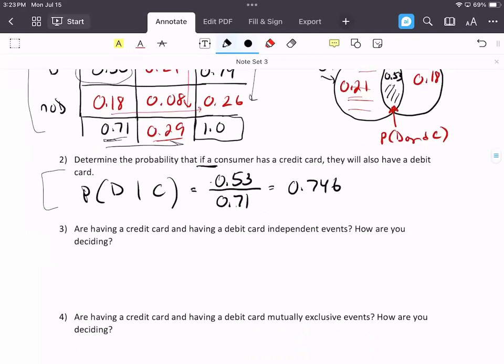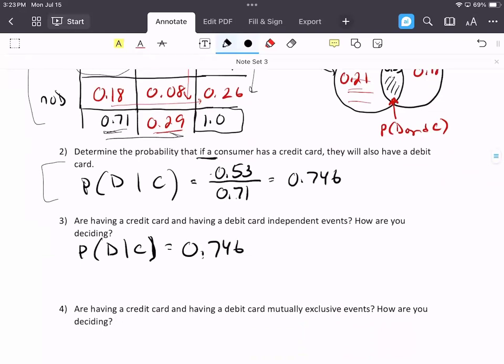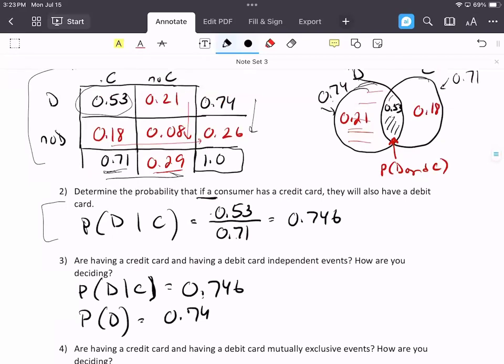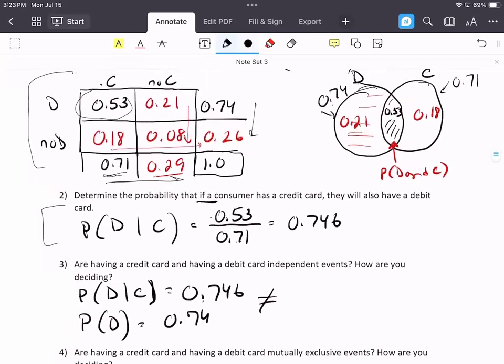Are having a credit card and a debit card independent events, and how are you deciding? Well, I just calculated the probability of a debit card given a credit card, and I got 0.746. Now, for these to be independent, the conditional probability would have to equal the unconditional probability. But that's 0.74, that's what we're told. Are these two the same? No, they are not equal. They're not exactly equal, and so they're not independent. And that makes sense to me that one could influence whether you have the other.